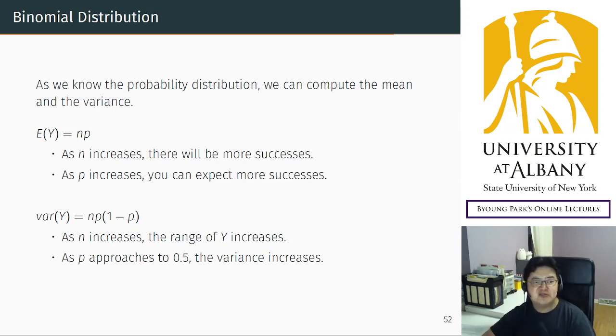The derivation is tedious, so I'm not going to derive it. I'm not going to show what the probability weighted outcomes are, or what the square deviations are. I'll skip that, mainly because the result is pretty simple. The mean of a binomial distribution is n times p, so a multiplication of the two parameters.